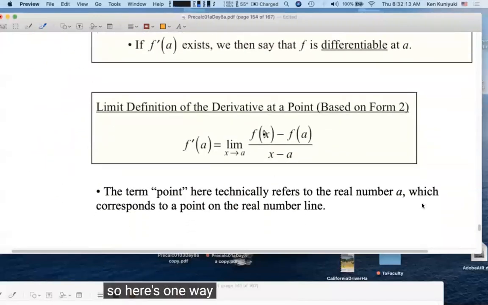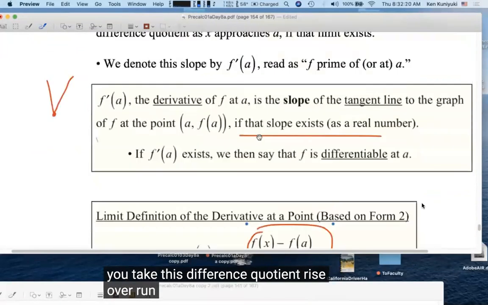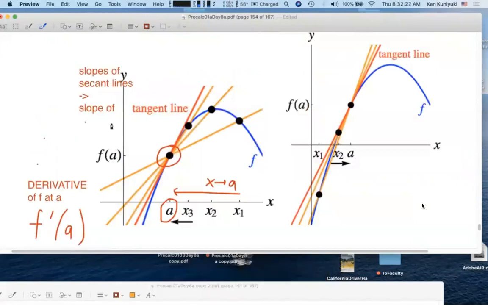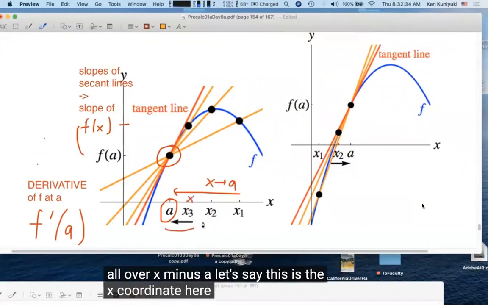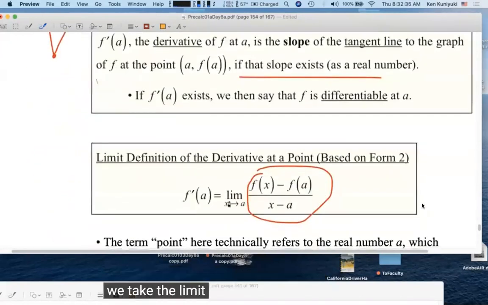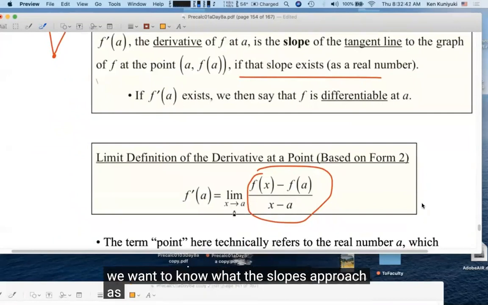So here's one way to define a derivative. You take this difference quotient, rise over run, f of x minus f of a, all over x minus a. Let's say this is the x-coordinate here. We take the limit as x approaches a. So this is the slope of the secant line. We want to know what the slopes approach as x approaches a.